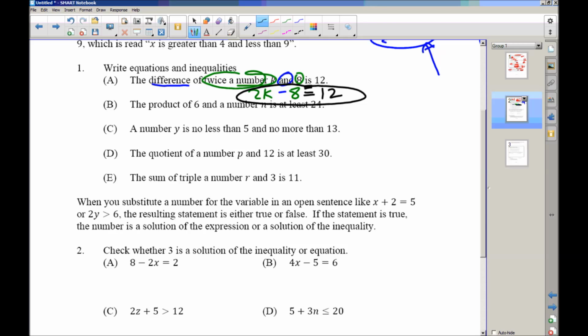Okay? All right, the product of 6 and a number n is at least 24. So product is the answer to a multiplication problem. So I do 6 and n multiplied together is at least. Okay, so if I have at least something, that means I have that much or more. So this is going to be less than or equal to 24. Okay. Ooh, no, I'm sorry. At least is greater than or equal to 24. See, I mixed them up too.